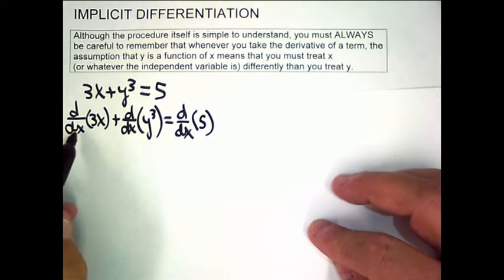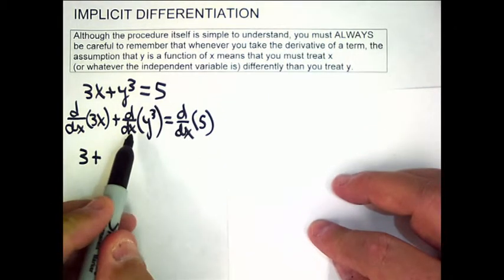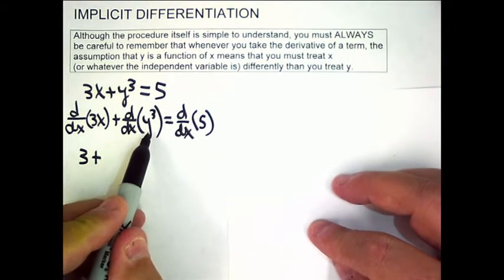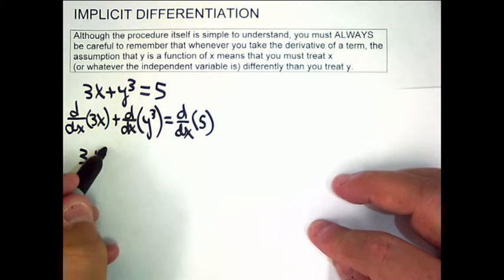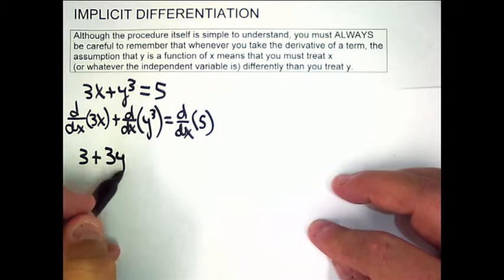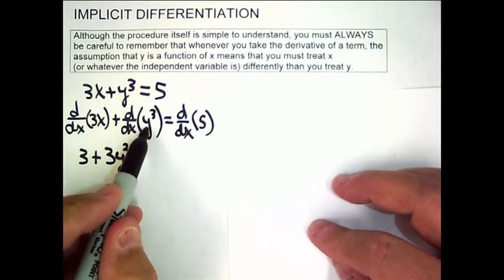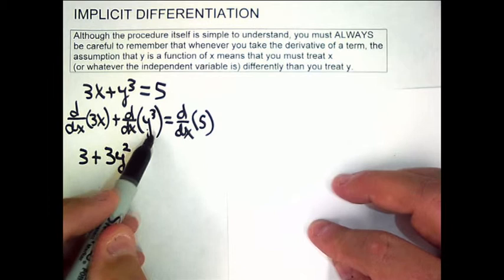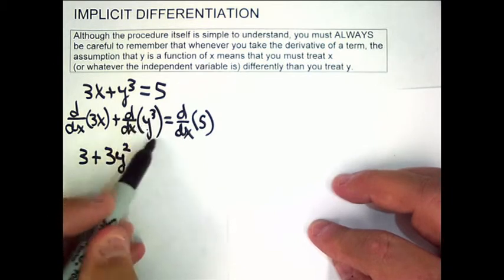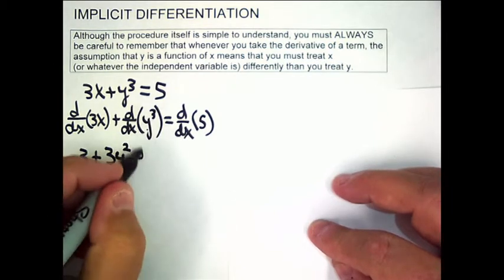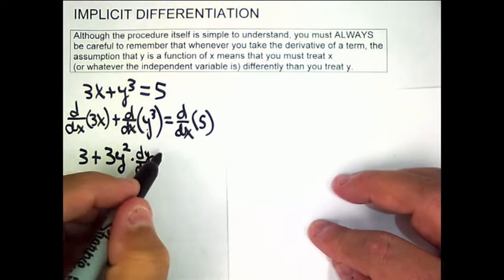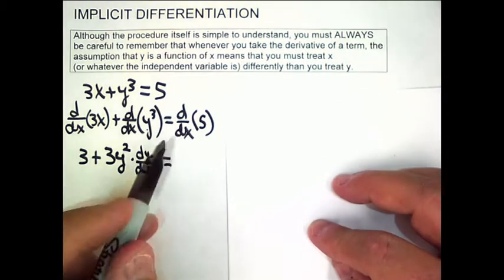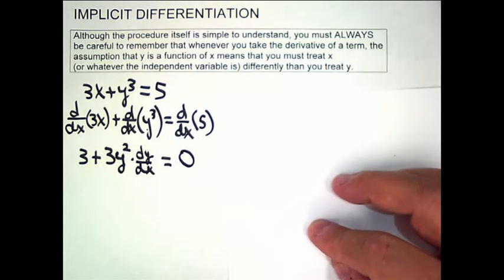As before, the derivative of 3x is 3. But now y cubed will be 3y squared, but since y is a function of x, you've got to use the chain rule, which says come back and take the derivative of the base, which would be dy over dx. And then, of course, the derivative of 5, as we've said before, is 0.